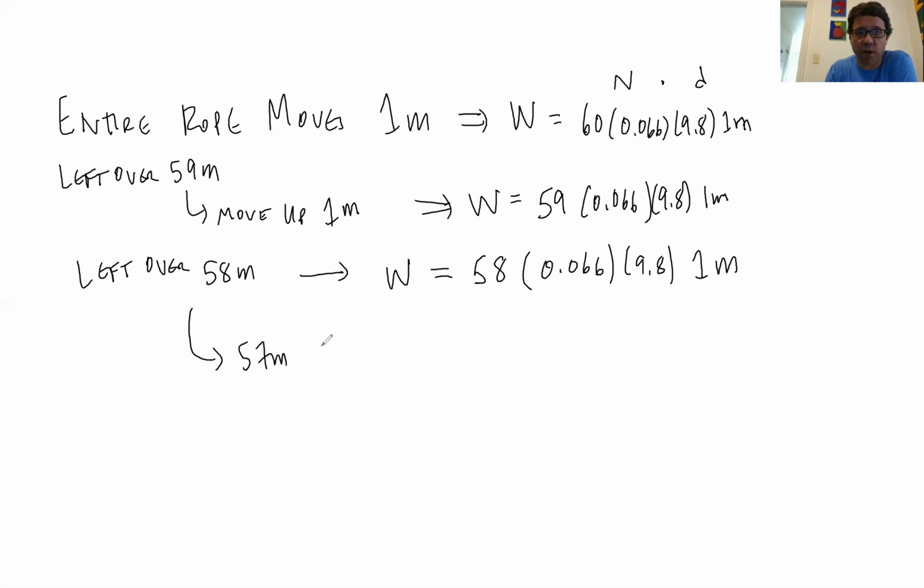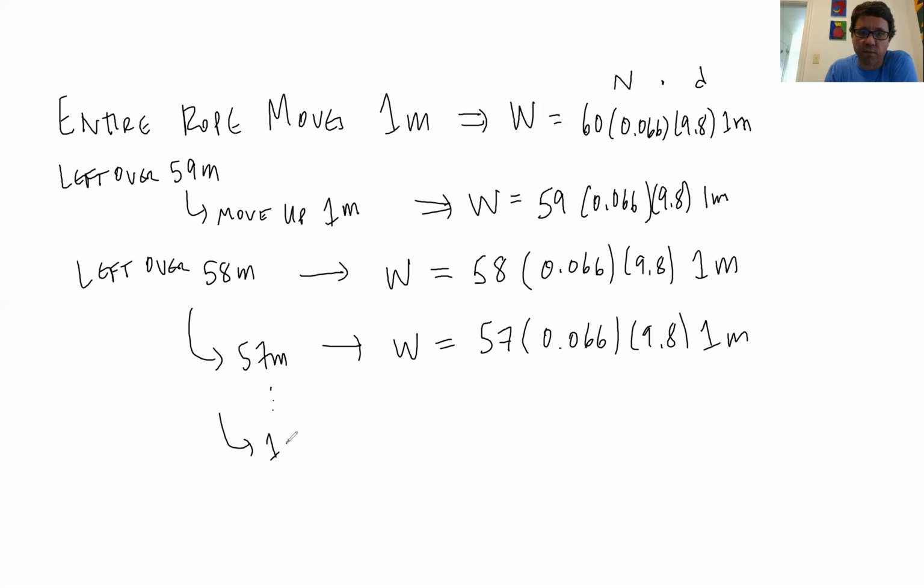If I do the leftover, I've got 57 meters. This will be the last one I do. So there's 57 meters still left hanging. And I still move that 1 meter. And then all the way down until I have only 1 meter of rope left hanging. And the work on that part will be, well, I've got 1 meter of rope left. It still has the same density and 9.8 meters per second squared on it. And I move it 1 meter.